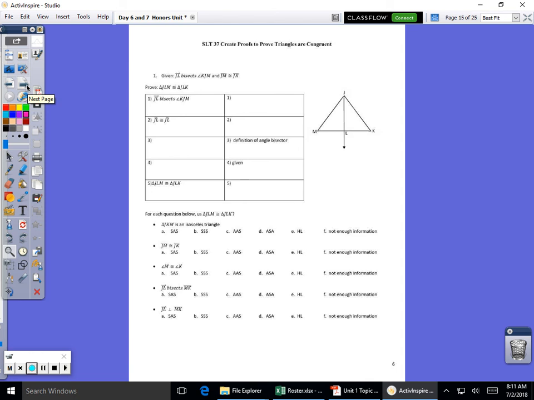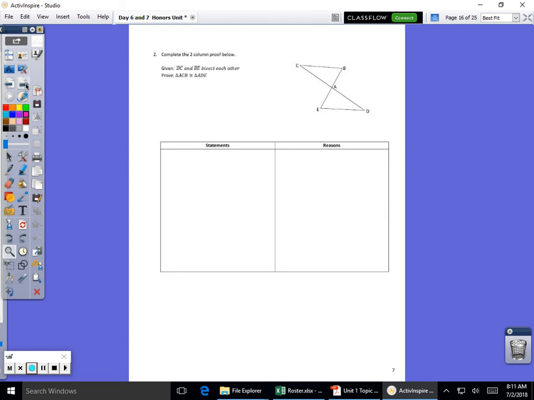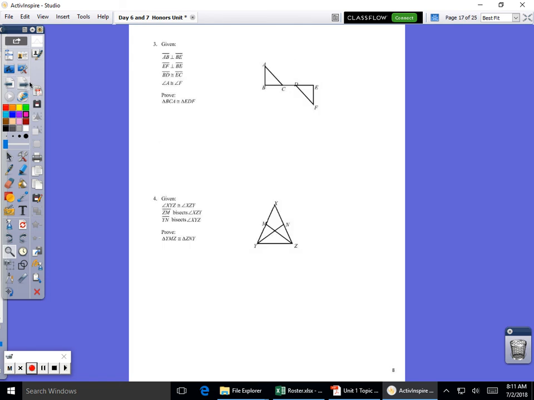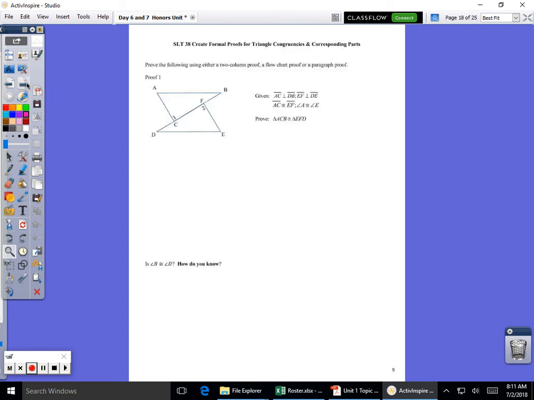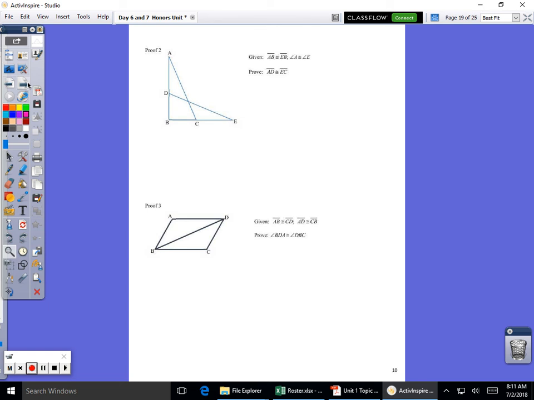Okay, so here we give you some information and you fill in the rest. All right, and then some questions about it. All right, so that is what you need to be working on. Page 7, page 8. So here, I just say prove that, and you want to set up your own 2-column proof. If you prefer a flowchart proof, you can. All right, so these are a bunch of practice.